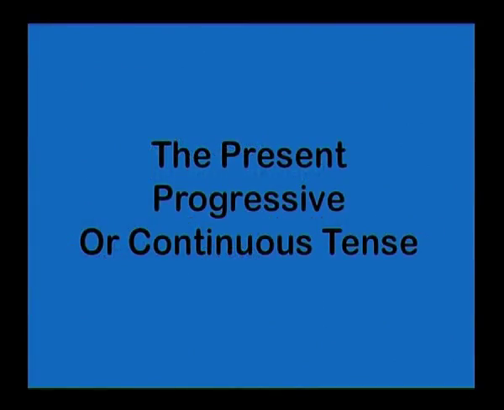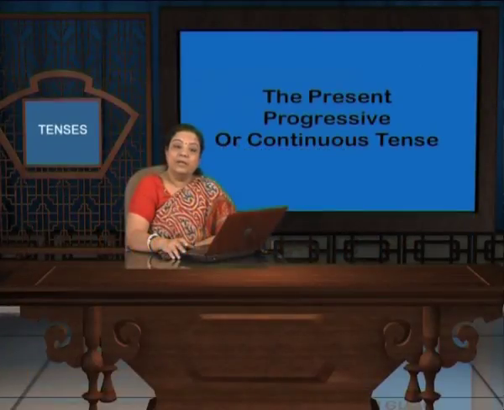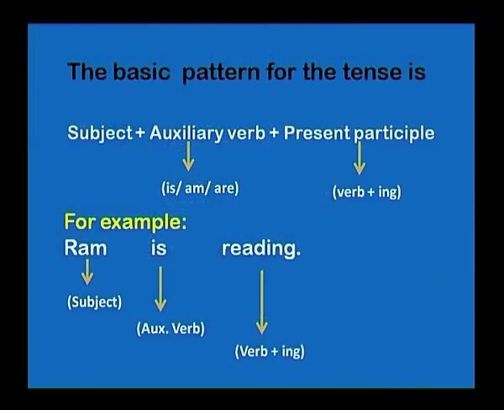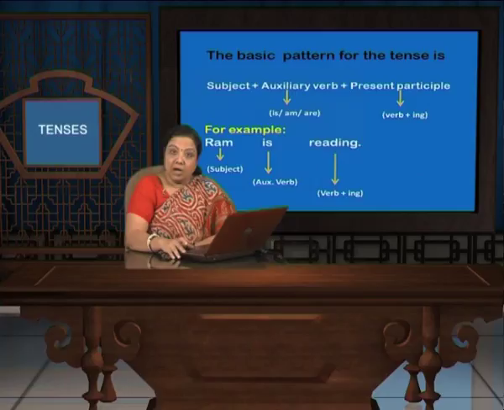We have another kind of tense here, the present progressive or continuous tense. In some books you will find it called progressive tense, but it means one and the same thing. Now see the basic pattern of this tense. When we form the sentence, we say subject plus auxiliary verb plus present participle. The auxiliary verb is is, am, are.